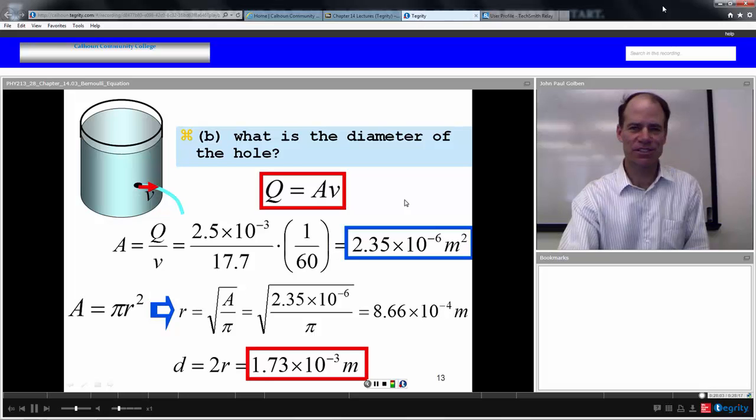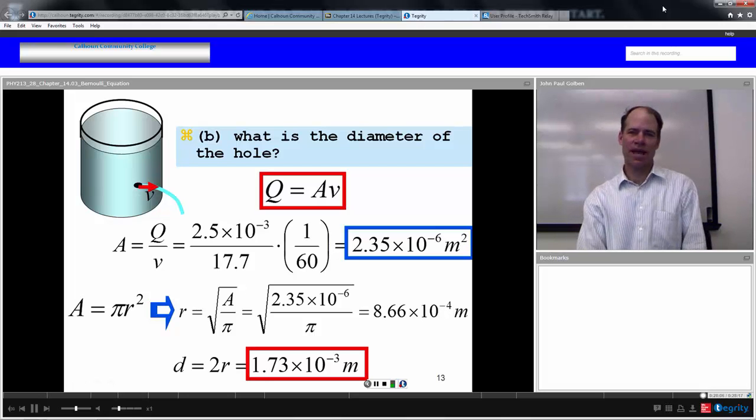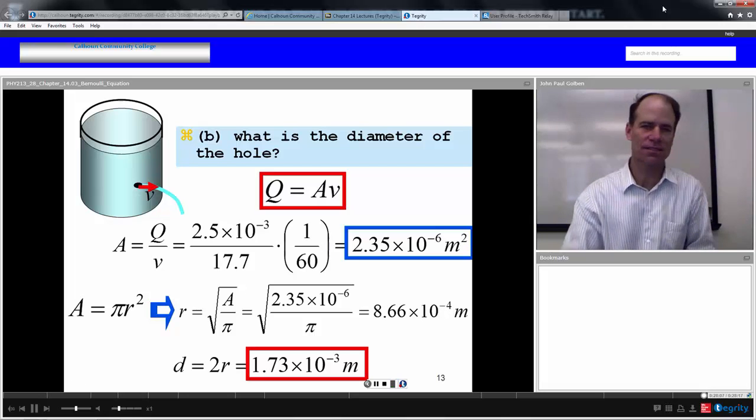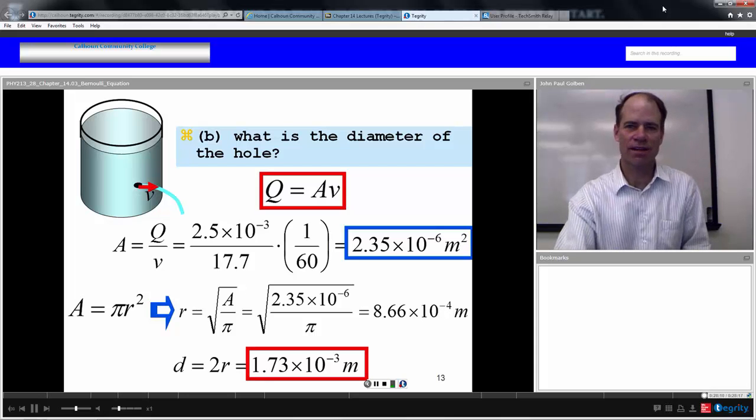That gives you a good start on fluid dynamics, Bernoulli's equation and the continuity equation. Try your hand at more problems, and there are more examples in the education problems.